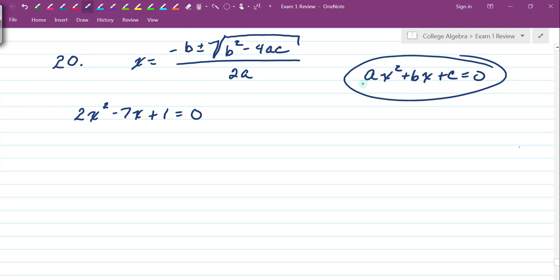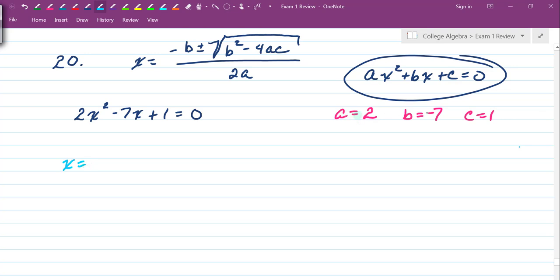Okay, so now that we have done that, we want to define what a is. A is equal to the coefficient of our squared term, which is 2. And then b is the coefficient of our first degree term, which is negative 7. And then our c is 1. So what we have to do is substitute in these values for our quadratic equation.